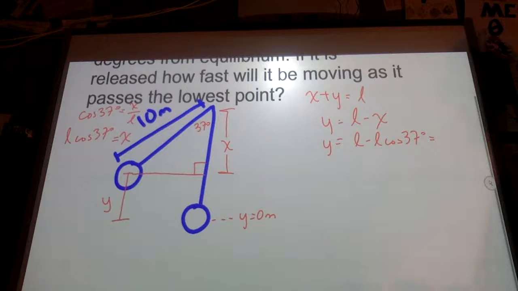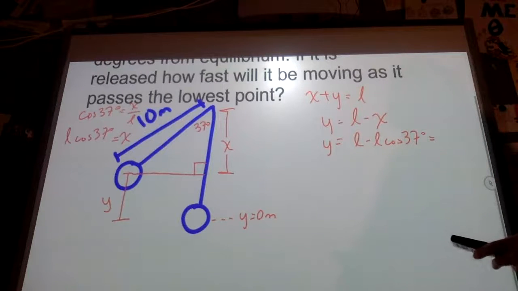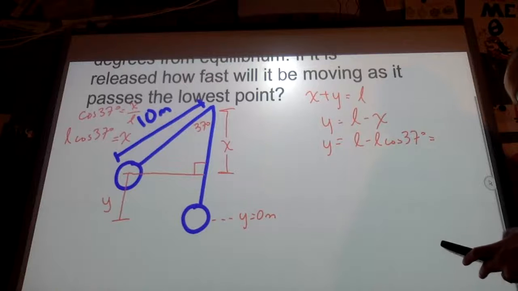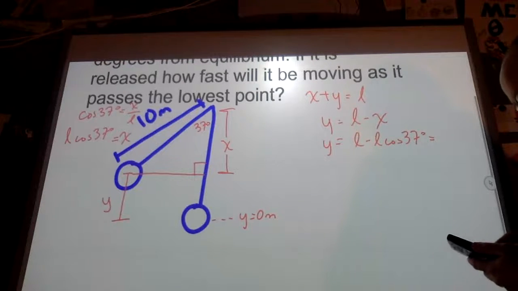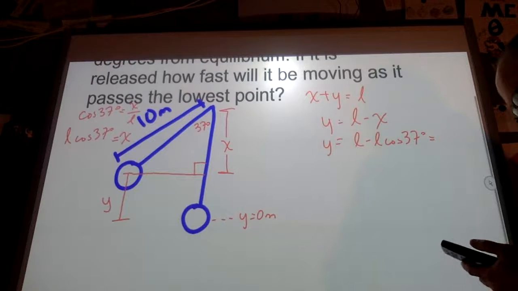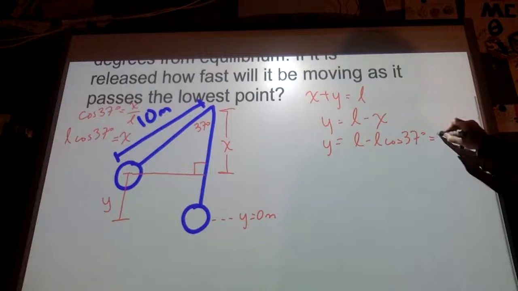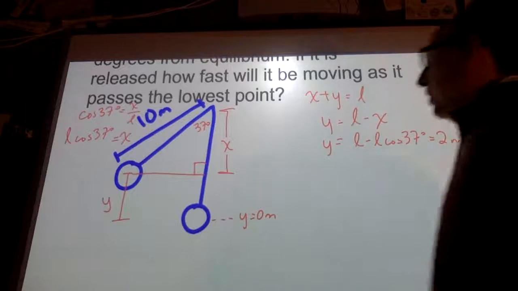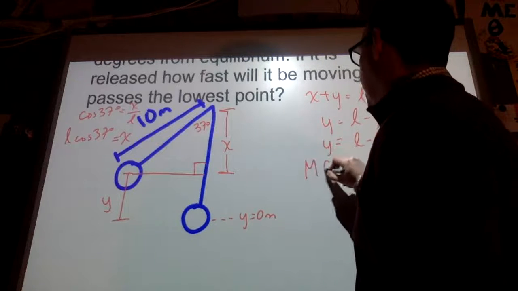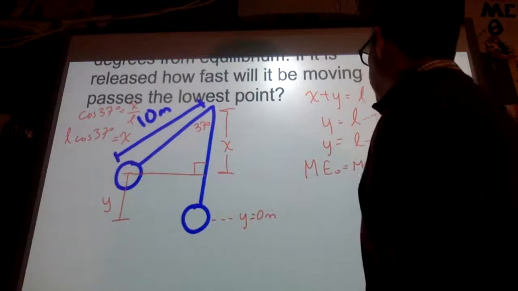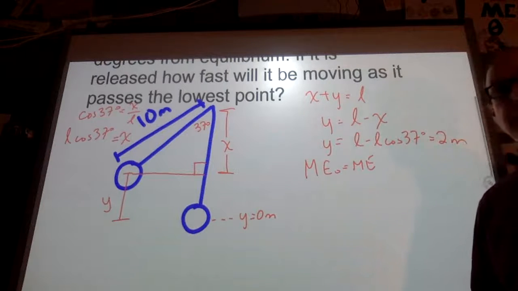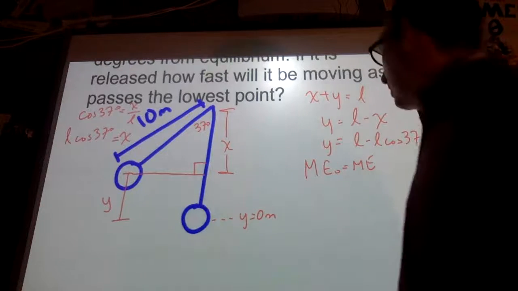We said that L was 10, so I'm going to have 10 minus 10 cosine 37. Make sure your calculator is in degrees. So I have 2 meters. I'm going to conserve energy because unless they tell you there's air resistance, there's not. Our convention is that there's no air resistance.